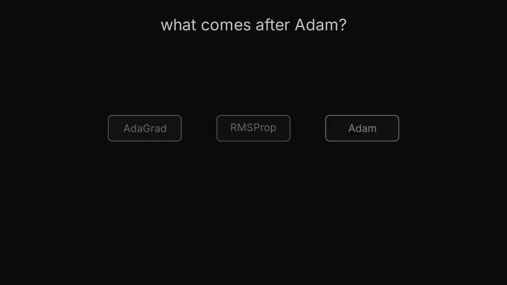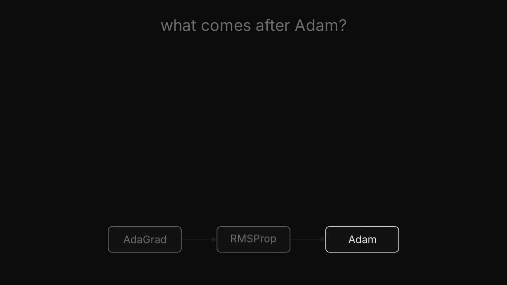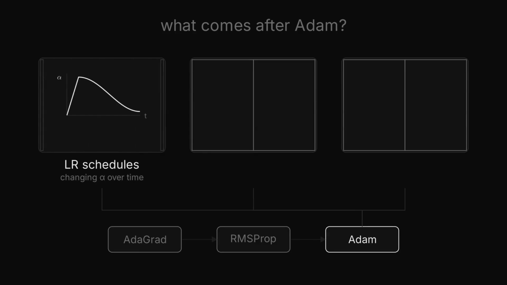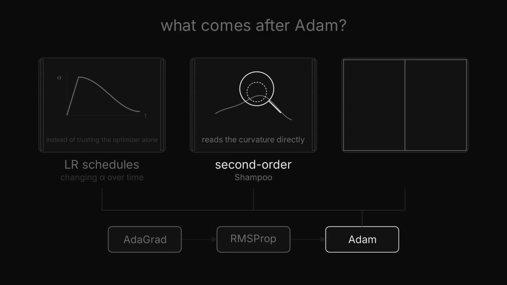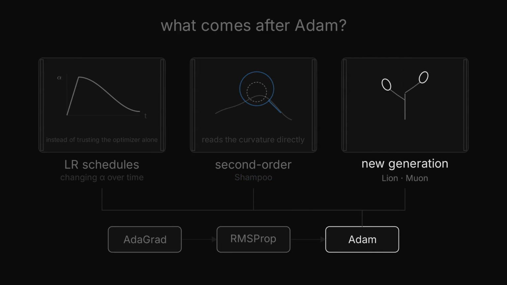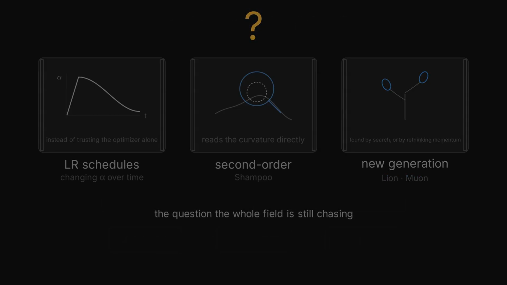So what comes after Adam? Three frontiers. Learning rate schedules. Changing alpha over time instead of trusting the optimizer alone. Second-order methods that read the curvature directly, like Shampoo, and new generation optimizers built by search or by rethinking momentum itself, like Lion and Muon. The question the whole field is still chasing. Is there an optimizer as fast as Adam that generalizes like SGD?